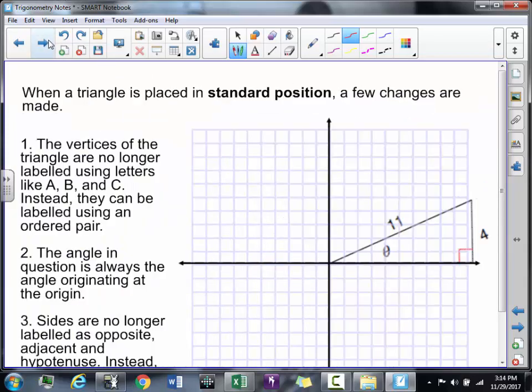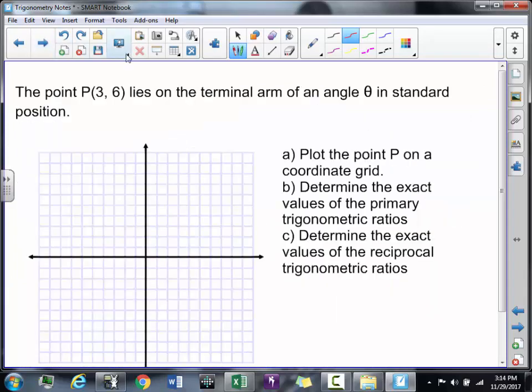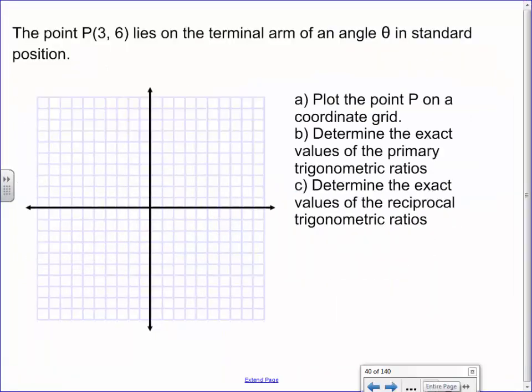Can you guys find this example over here? It's a long ways through there. Try to find this example here.